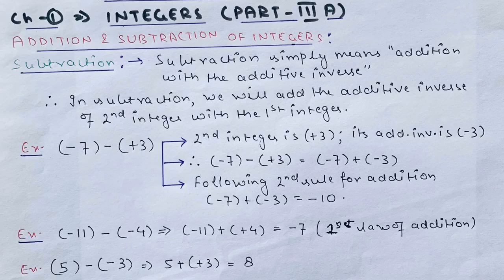Okay. Next and last example, 5 minus minus 3. Here the second number is minus 3. Its additive inverse is plus 3. So you have to add plus 3 to 5. So the answer will become 8. Now this is a very conceptual topic. You have to keep it in mind and keep practicing with different examples, because this is the base of math, as I have already told.